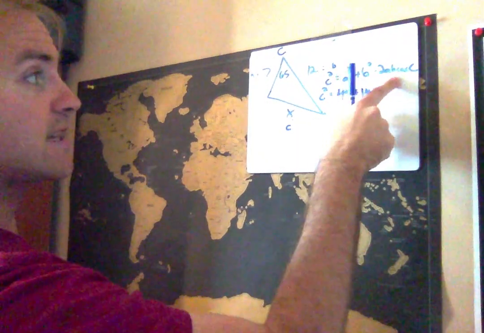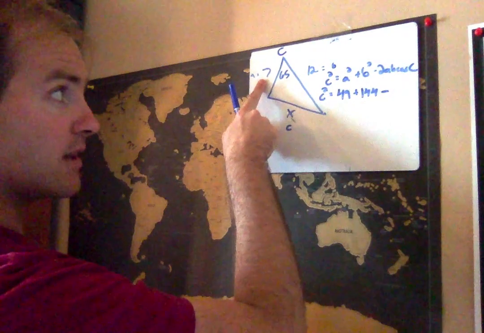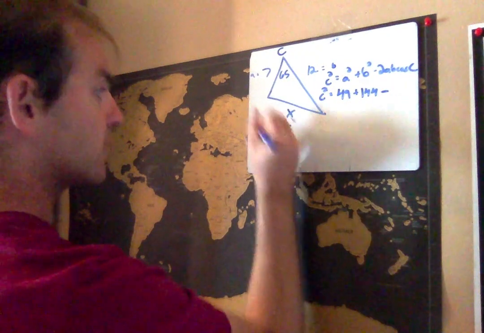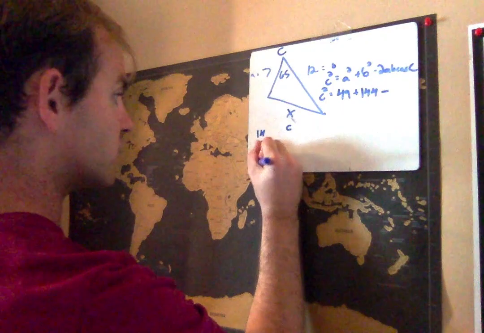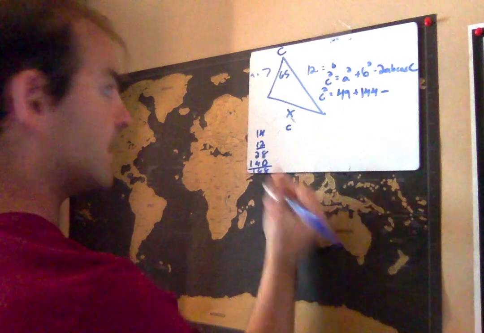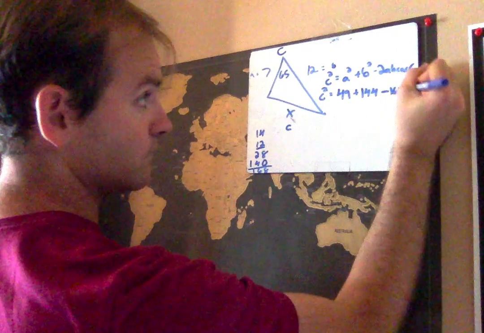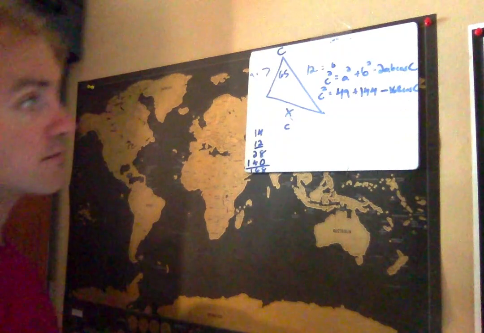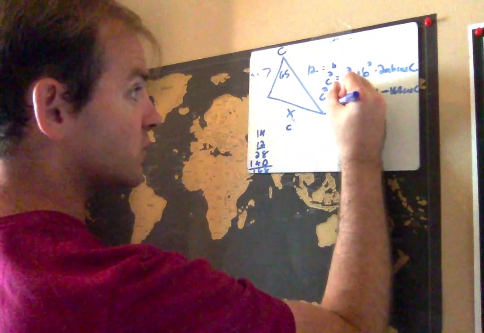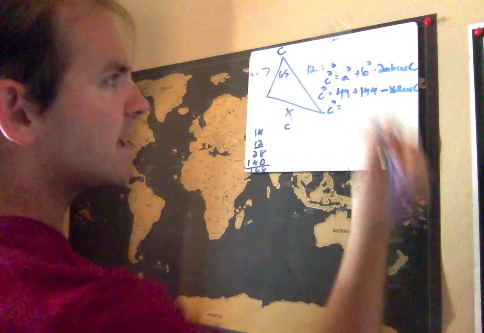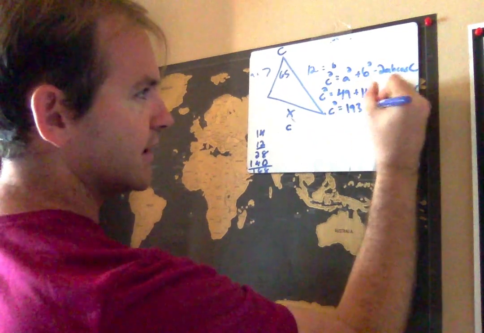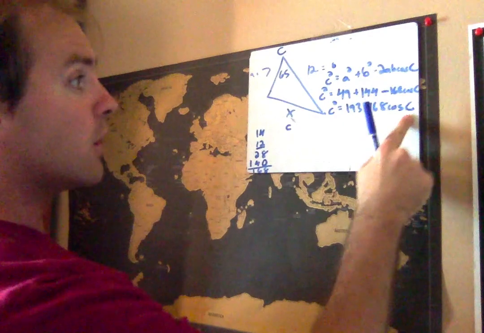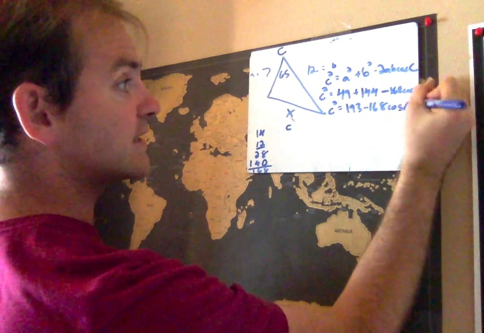Now, 2 times a times b, well, 2 times 7 is 14, and then 14 times 12, let me work that out over here. Most of you will use your calculator. I'll try not to judge you too harshly. So that's 168 cosine C. In order to solve this equation, the first thing we've got to do is combine like terms. So I've got c squared equals, that's 193, I think, minus 168 cosine C. And I actually know what C is, so I should have plugged in my 65 right there.